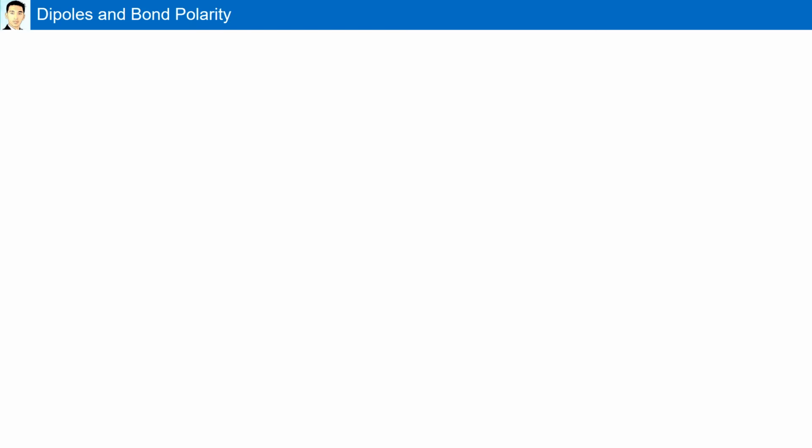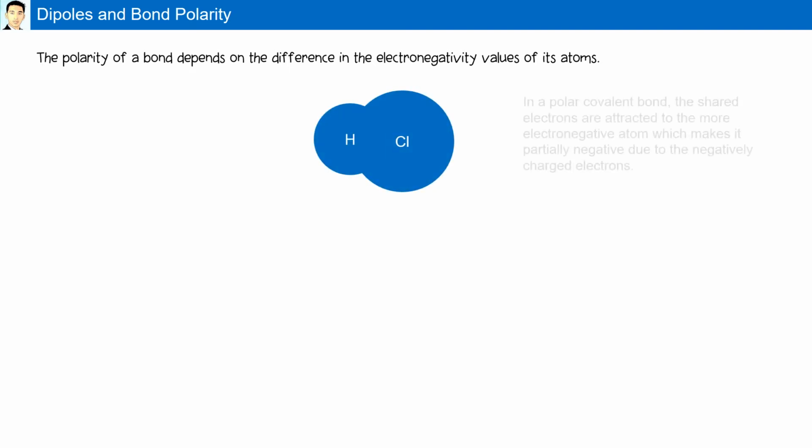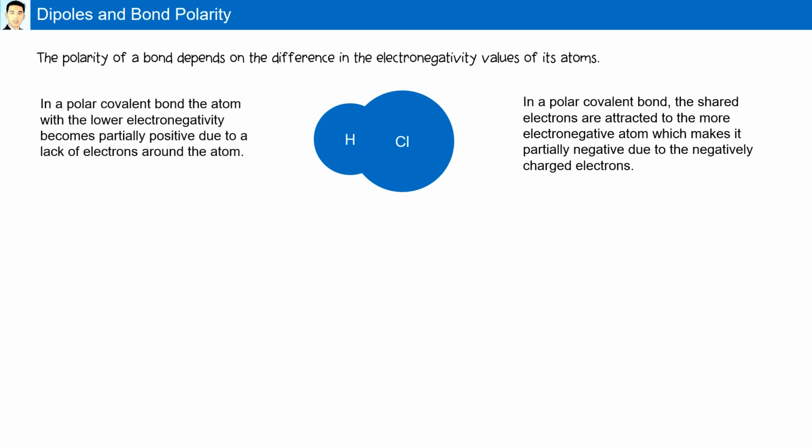Dipoles and bond polarity. The polarity of a bond depends on the difference in the electronegativity values of its atoms. For example, here we have HCl. In a polar covalent bond, the shared electrons are attracted to the more electronegative atom, which is chlorine, which makes it partially negative due to the negatively charged electrons. While in the same polar covalent bond, the atom with the low electronegativity, the hydrogen, becomes partially positive due to a lack of electrons around the atom.